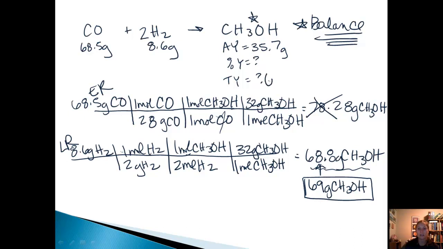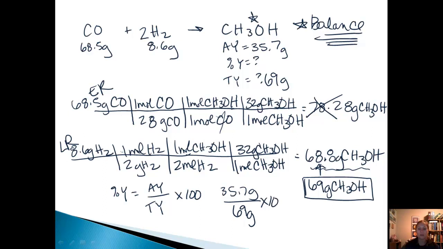So now if we want percent yield, that's actual yield over theoretical yield times 100. So our actual yield was 35.7 grams. Our theoretical yield was our 69 grams. Multiply by 100, or you can just move the decimal 2 spots. It's really the same thing. So 35.7 divided by 69 times 100. So 51.7% yield. If we're going with our 2 significant figures, 52%. So not the most efficient reaction, because only 52% of what we put in is what we got out as product.